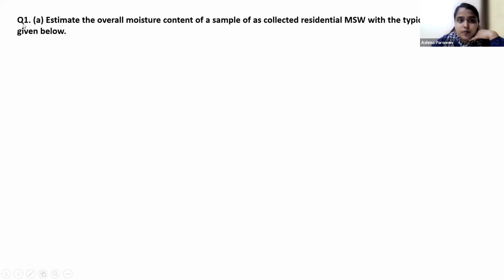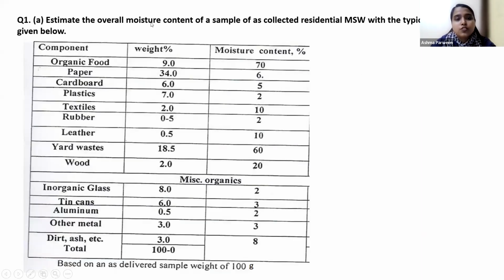So the question is, estimate the overall moisture content of a sample of as collected residential municipal solid waste with the typical composition given below. So here is the composition. In the questions which we solved last week, direct elemental composition was given, like how much carbon, hydrogen, oxygen, sulfur content is there in the MSW. But here we are given a typical MSW composition. Like what are the components basically present in the MSW? These are the components, their weight percentages are given and their moisture content are given.